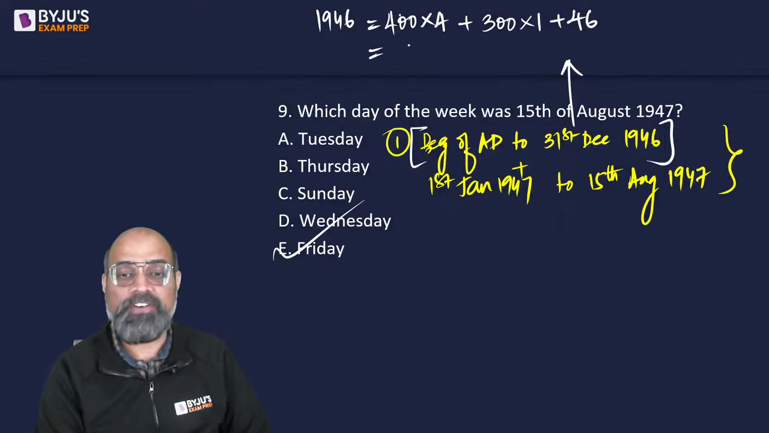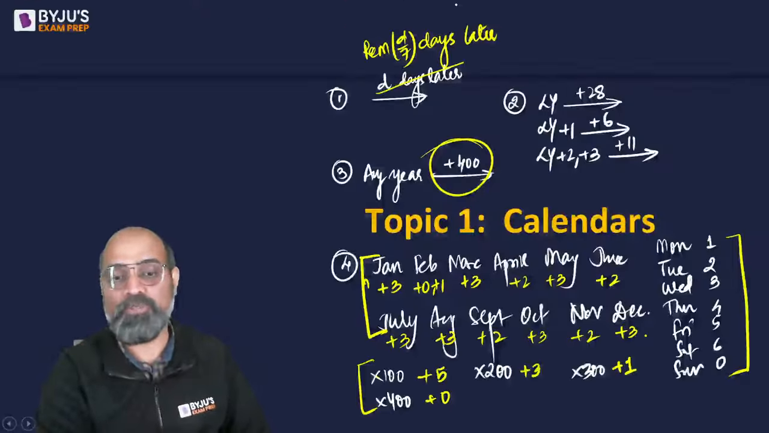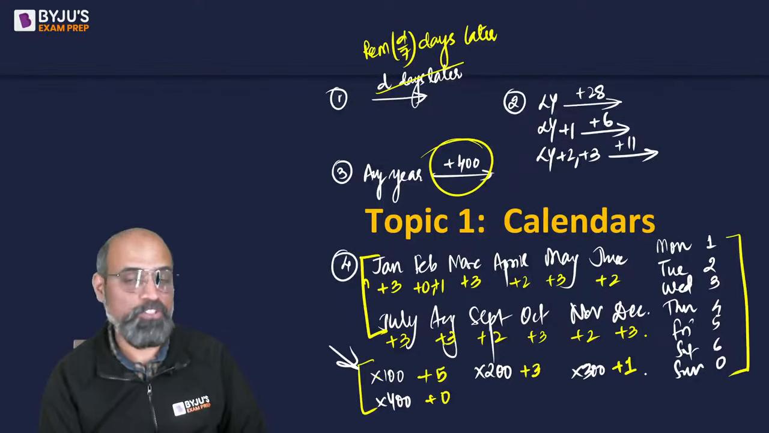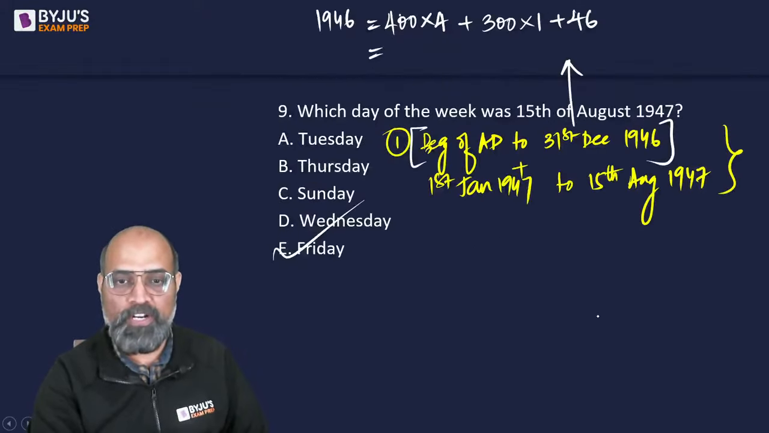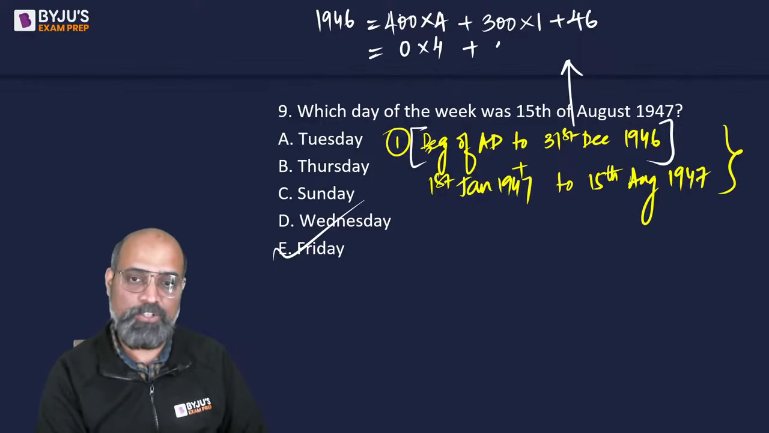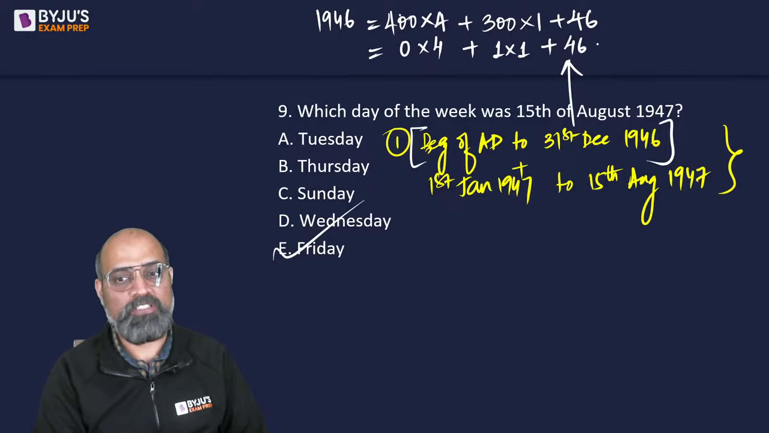Now, instead of 400, what number shall I write? For that, you will have to go through this table. For 400, you will have to write 0. For 300, you will have to write 1, and so on and so forth. So for 400, it's going to be 0 into 4. For 300, it's going to be 1 into 1. Plus, you will write down this number 46.